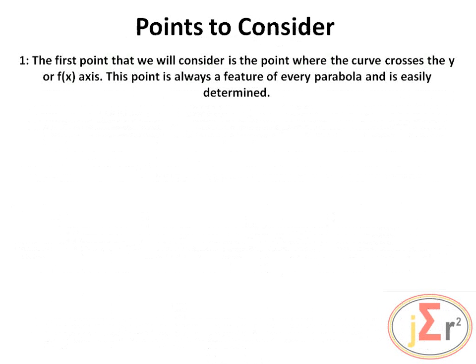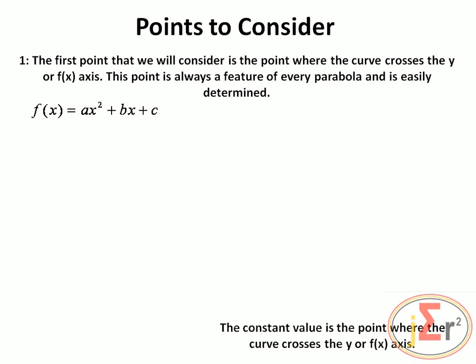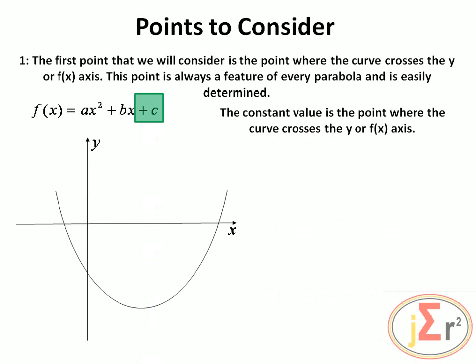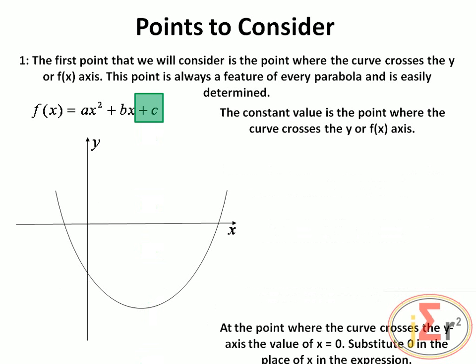The first point that we will consider is the point where the curve crosses the y or f of x axis. This point is always a feature of every parabola and is easily determined. So we have f of x is equal to x squared plus bx plus c, and that is our general representation of the parabola. The constant value, c, is the point where the curve crosses the y or f of x axis.